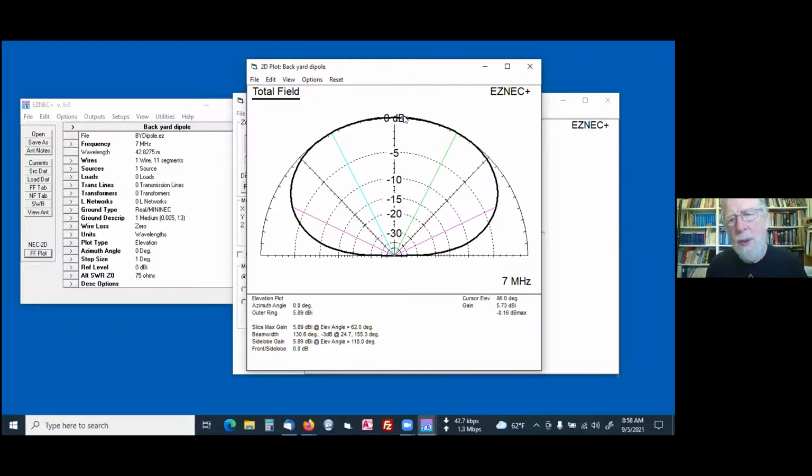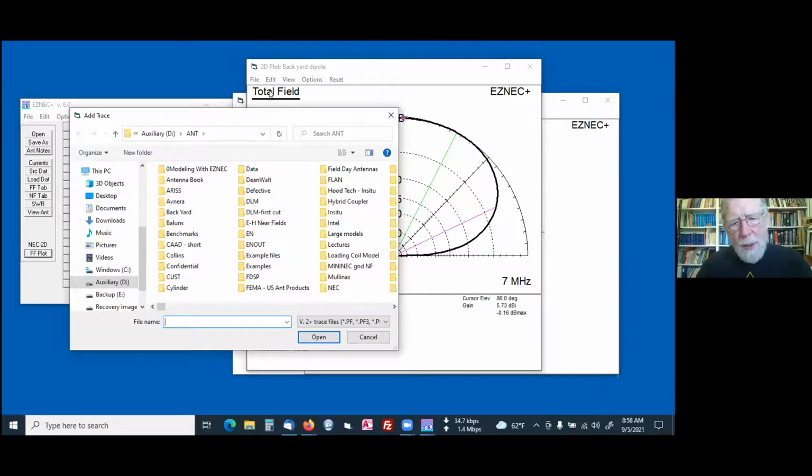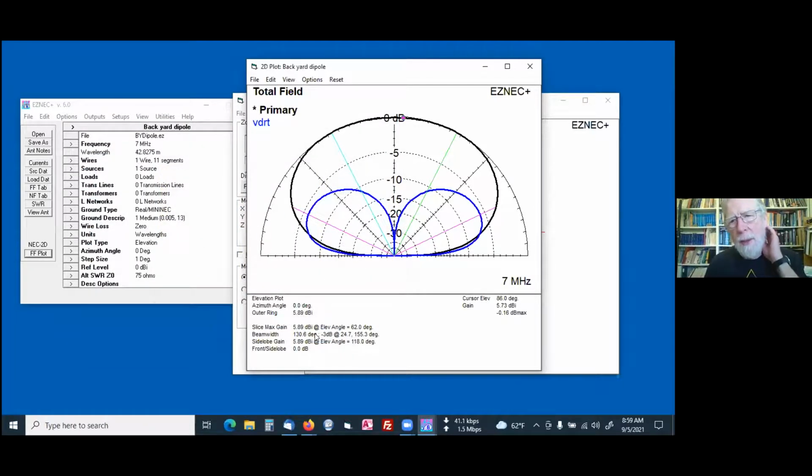So the question is, which antenna would be better for DX, for getting those low angles? And it sure looked like the vertical with the low takeoff angle would be the one. But let's superimpose the vertical trace, good old VDRT. And this will put it on the same plot with the same scale. Now look at that.